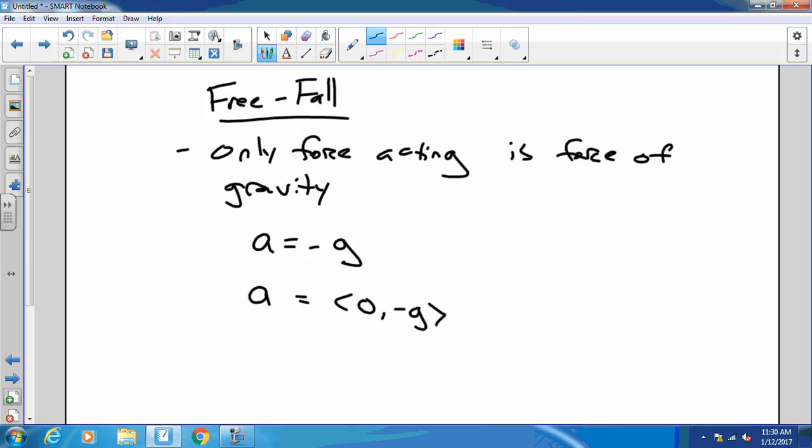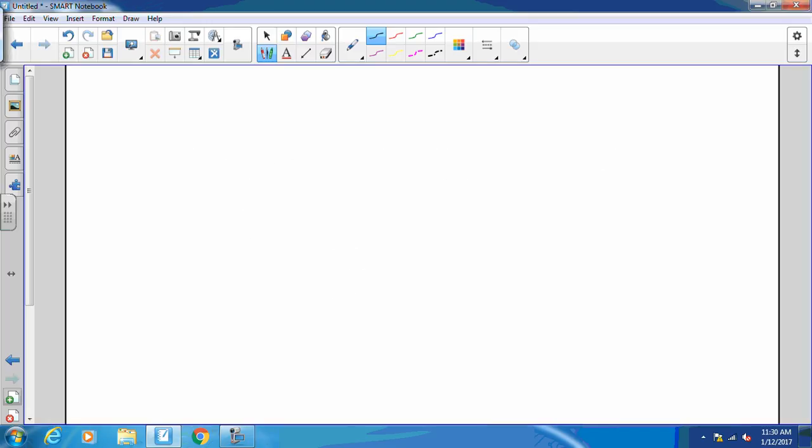Now, in particular, when we started working problems with free fall, we called an object that is experiencing free fall. Here's the path of such an object. What do we call an object? A projectile. That's right.